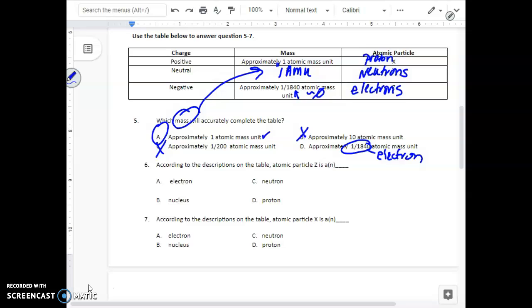According to the descriptions on the table, atomic particle Z is a what? Z right here was this one. Well, we recognize that it had to be an electron based on the negative charge and the mass that's practically zero, so Z is an electron. And 7, according to the descriptions on the table, particle X, this is X right here, we identified it as a proton because of its positive charge and its mass of 1 AMU, so it has to be a proton.